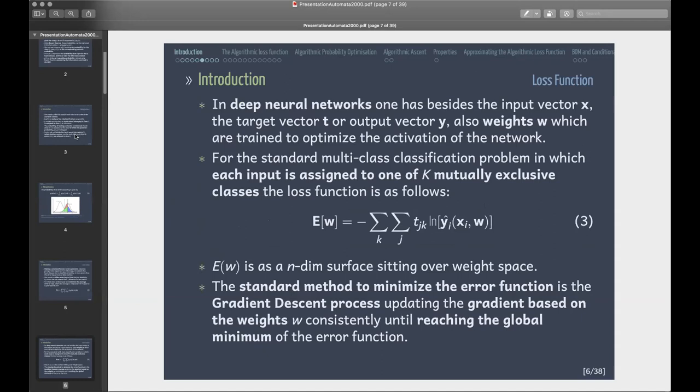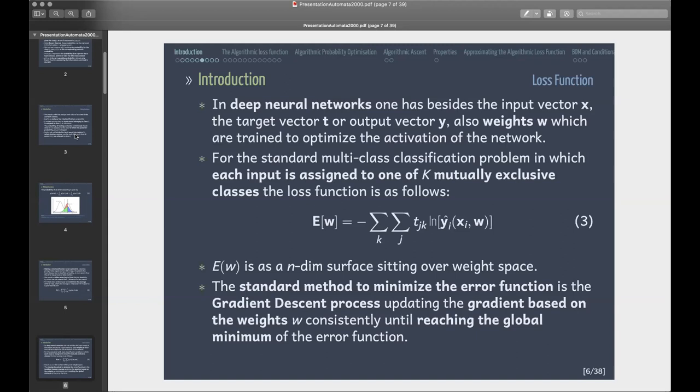In deep neural networks, one has, beside the input vector X and the target vector T, as in our case before, or the output vector Y, also weights, which are trained to optimize the activation of the network. For the standard multi-class classification problem, in which each input is assigned to one of the K mutually exclusive classes, the loss function is given in a similar fashion as before, but the loss function describes an n-dimensional surface sitting over weight space. So the standard method to minimize such an error function is the gradient descent method, which updates the weights based on the gradient consistently until reaching the global minimum of the error function.